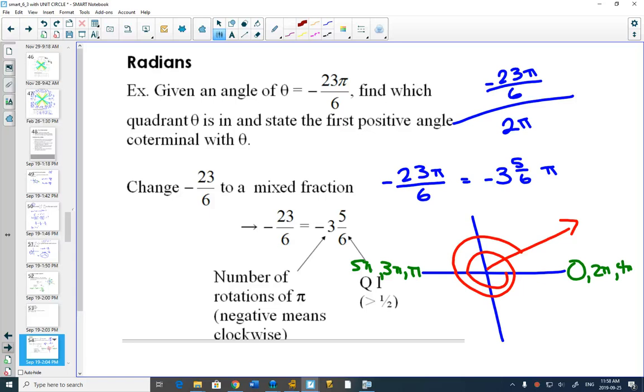Now the beautiful thing about radians is when we try to find the first positive angle coterminal with this, the mental math is so easy. What family does negative 3 and 5/6 pi belong to? It belongs to the pi over 6 family. Really easy to see because of the fraction. If it belongs to the pi over 6 family, what's our pi over 6 family angle in quadrant 1? Just pi over 6. So negative 23 pi over 6 is coterminal with pi over 6.